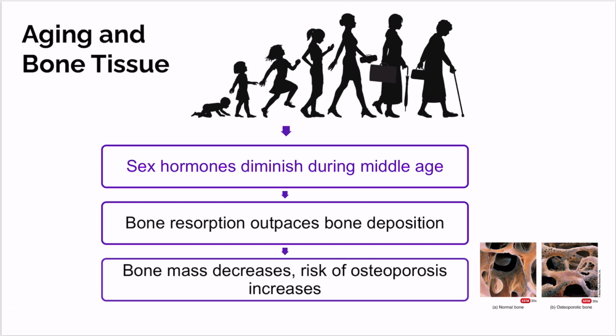Another thing to think about with aging and exercise is that sex hormones diminish during middle age, which again means osteoclast activity is going to outpace osteoblast activity. But another thing is diet, so calcium in a diet. We mentioned earlier how our bone is storage of calcium. If you don't eat calcium, if you don't get calcium in your diet, your body is going to get it another way, by degrading your bone. All of this can increase the risk of osteoporosis. Osteoporosis is basically just really, really low bone density.